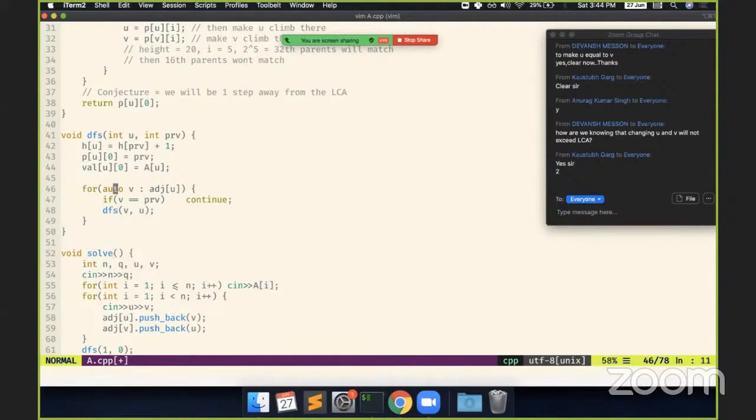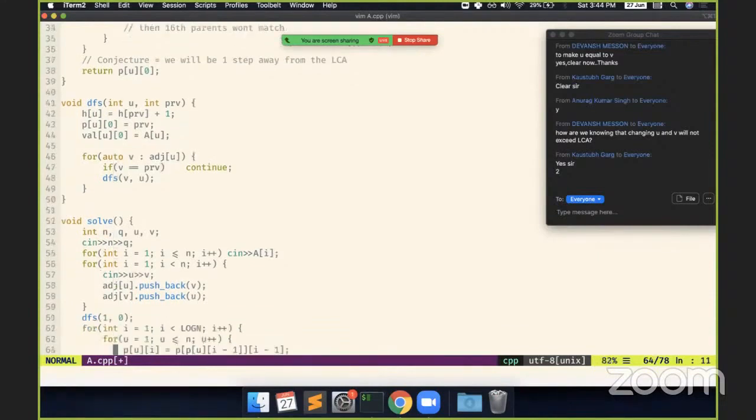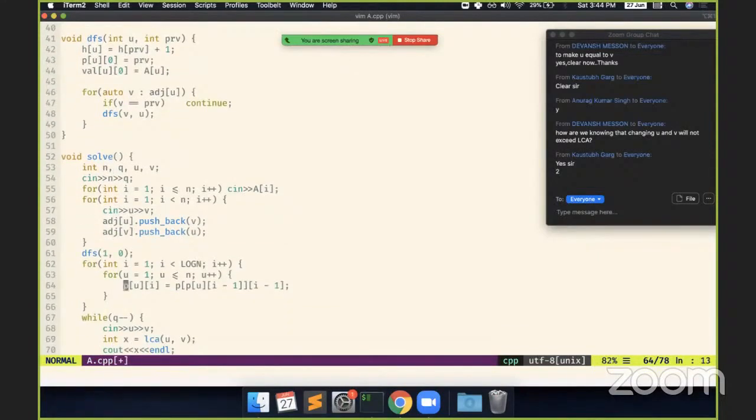The remaining DFS will look exactly the same. Now here, we were calculating this value, right? We'll also calculate val i, which is the aggregate. In that question, I was doing max. Here we'll do XOR because the question is asking us for XOR. So XOR is this thing.